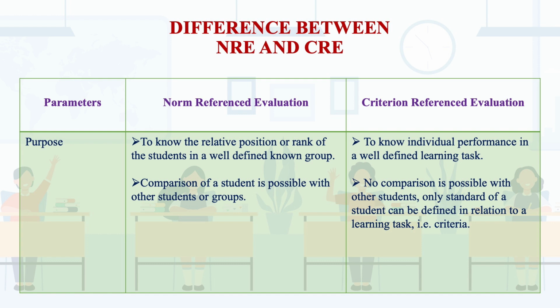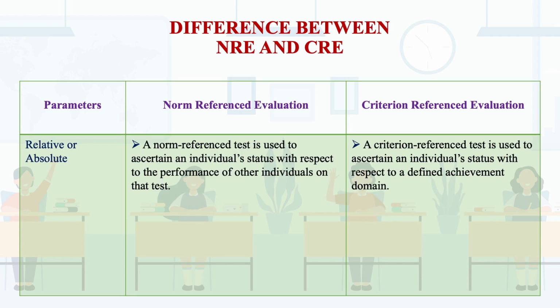And further, so far as the parameter of relative or absolute aspect is concerned, we can say that a norm referenced test is used to ascertain an individual's status with respect to the performance of other individuals on that test, whereas a criterion referenced test is used to ascertain an individual's status with respect to a defined achievement domain. So here the group is given importance in NRE, and the achievement of the students is given importance in CRE or CRT, the criterion referenced test.